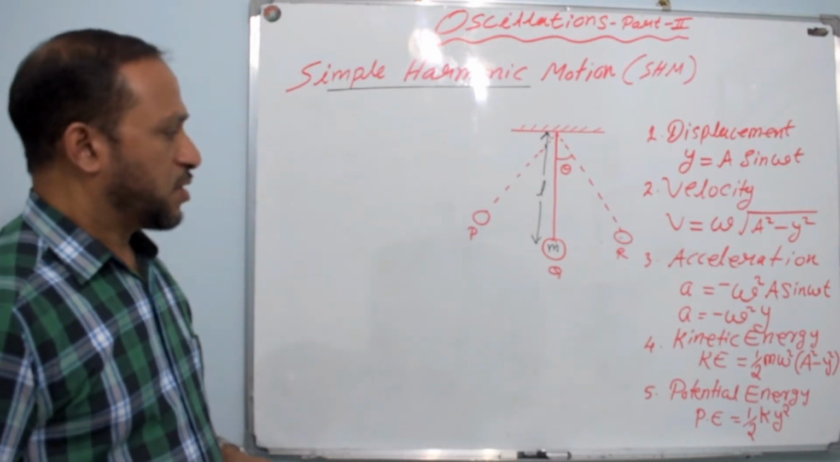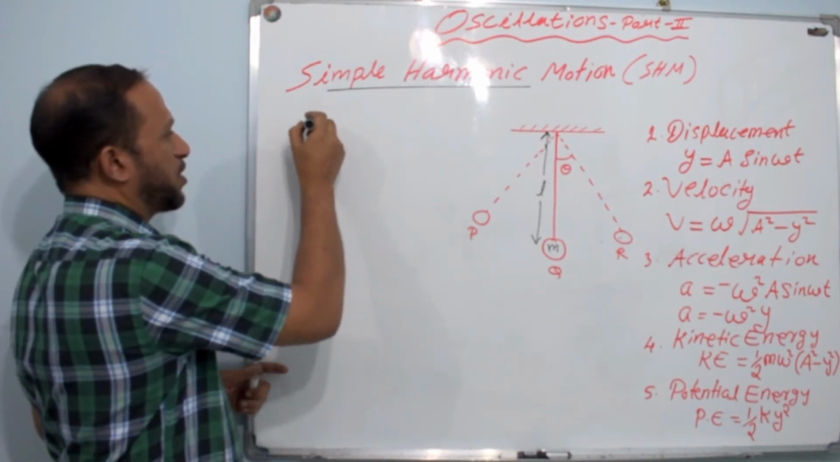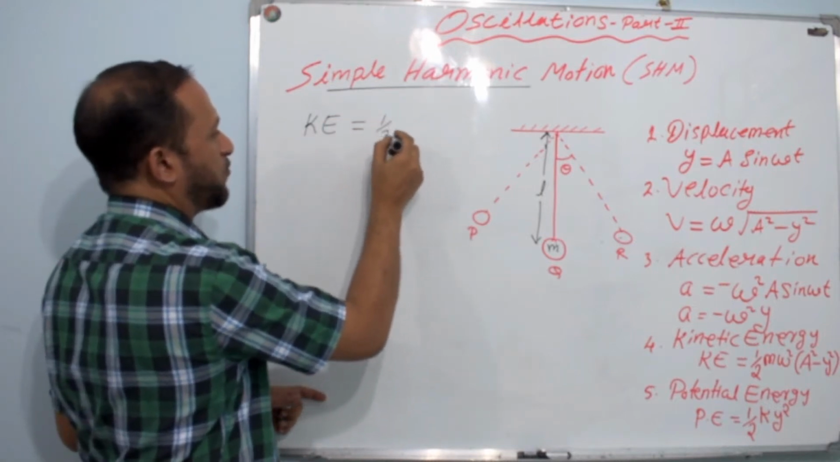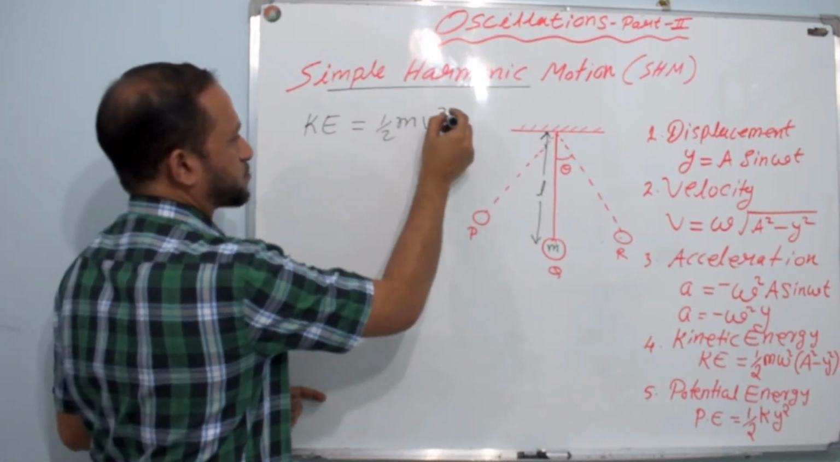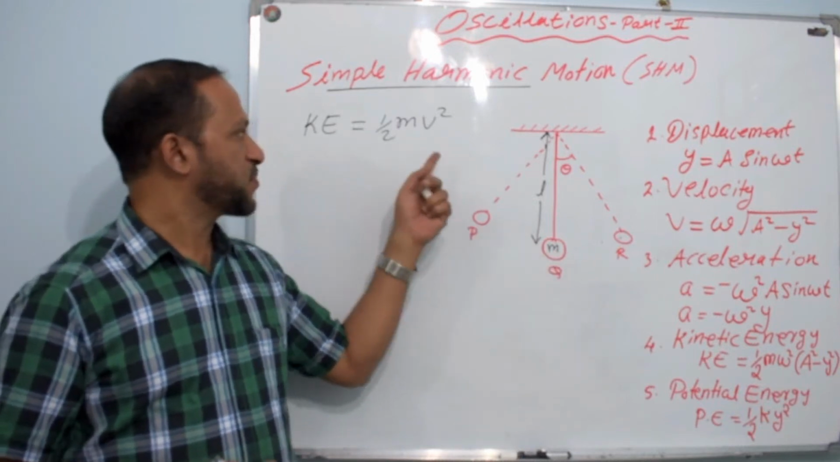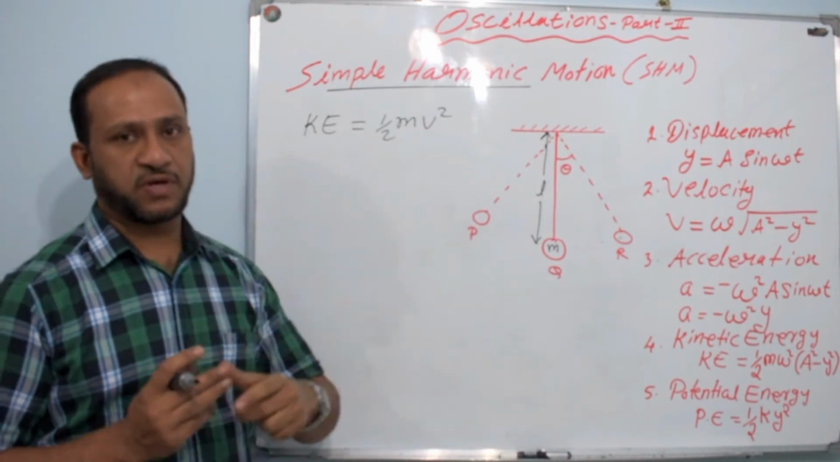Now we can see the fourth quantity, that is the kinetic energy of a simple harmonic oscillator. We have the equation. We know that kinetic energy of a body is given by KE is equal to half mv square, where m is the mass of the bob in the case of a pendulum and v is its velocity.